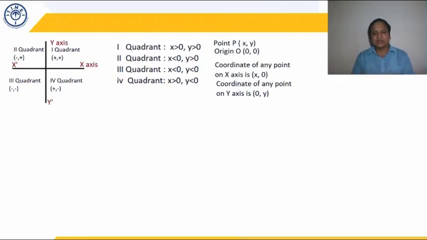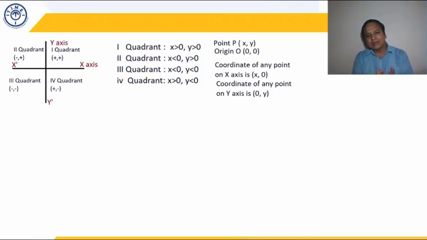Whenever we write a point, first we write x coordinate, then we write y coordinate. X coordinate is also called abscissa and y coordinate is also called ordinate. Coordinate of origin is 0, 0.